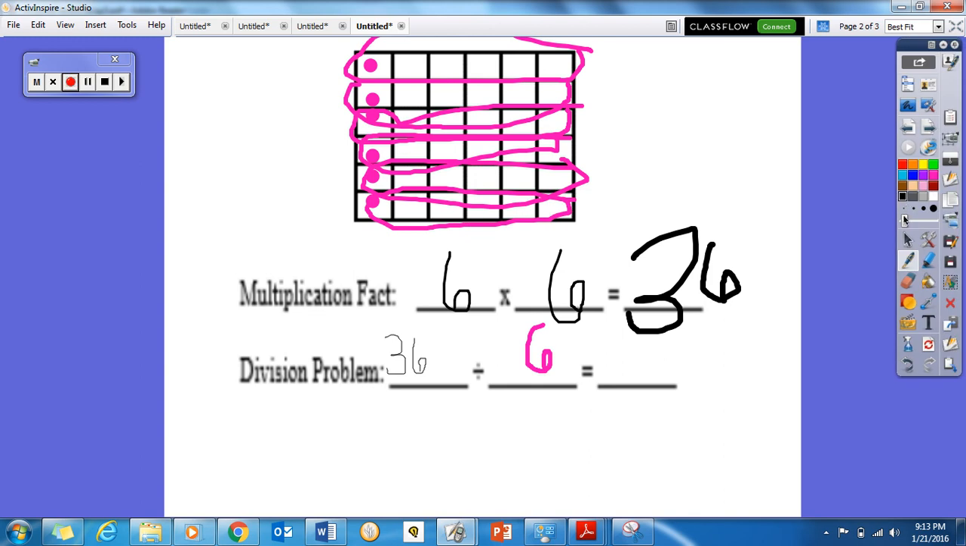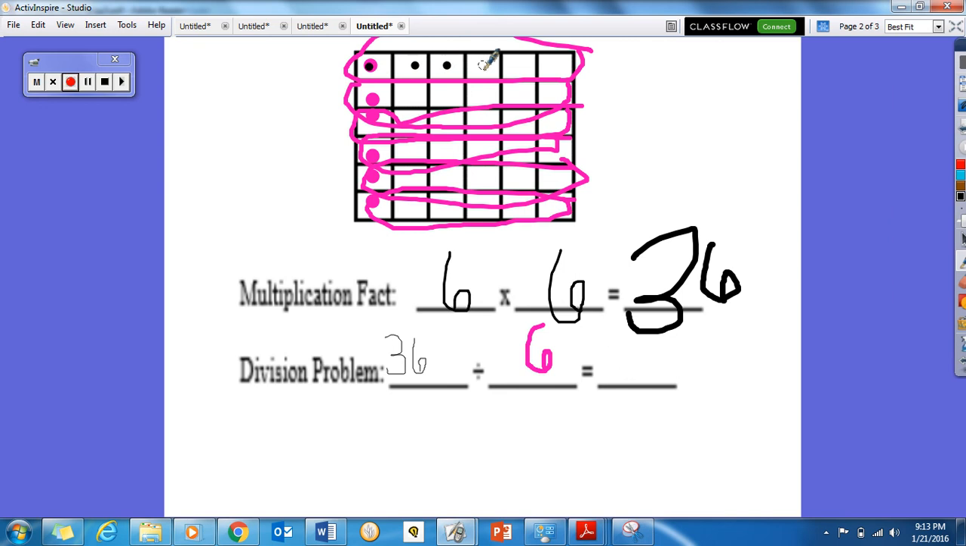So in each of these groups, I have 1, 2, 3, 4, 5, 6 dots in each. So if I have 36 in all divided by 6 groups, there are 6 dots in each group. And that is how you find multiplication equations and division equations from an area model.